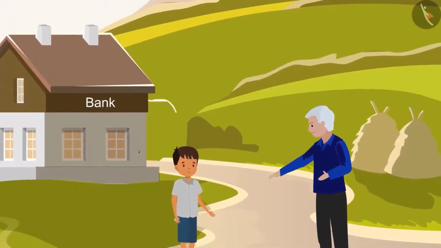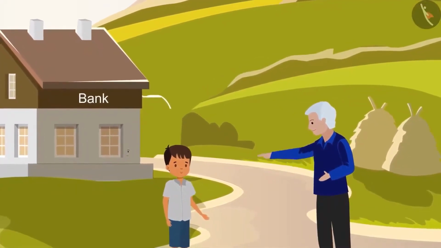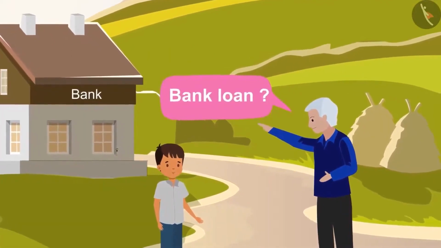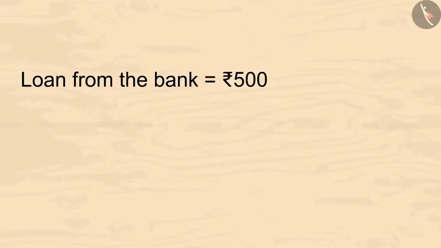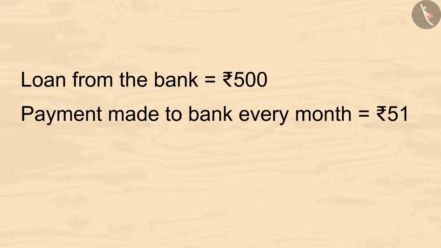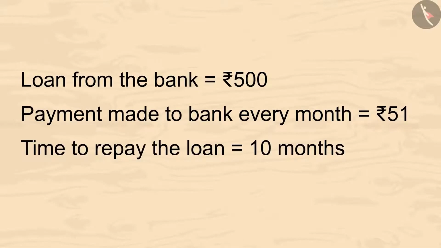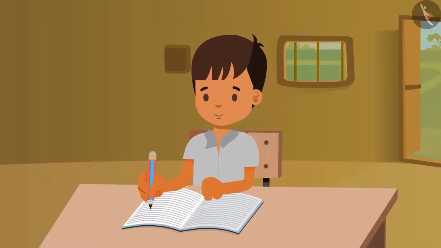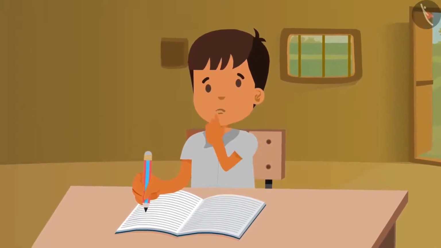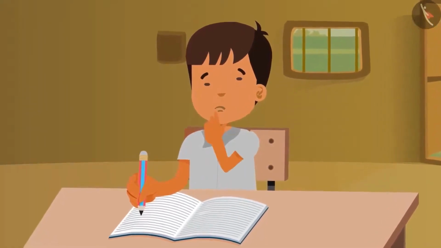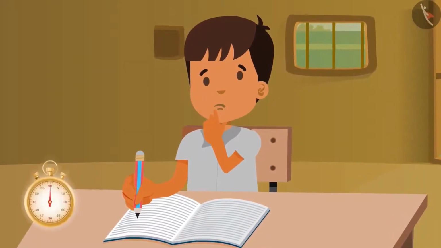He was suggested by his uncle to take a loan from the bank for his vegetable cart. Vimal had borrowed 500 rupees from the bank to set up the vegetable cart. As a result, he pays 51 rupees to the bank every month. Vimal told his father that within 10 months, he will repay all the money to the bank. Kids, can you tell how much total money Vimal has to pay back to the bank? You can calculate this by pausing the video.